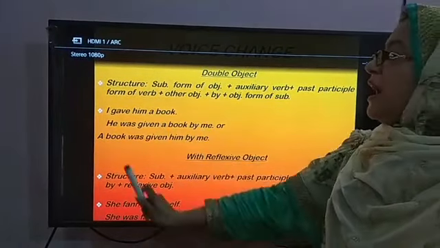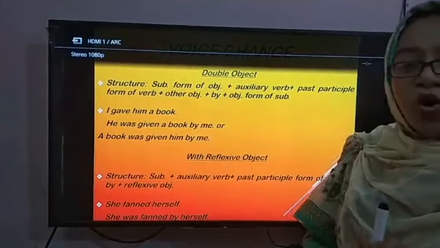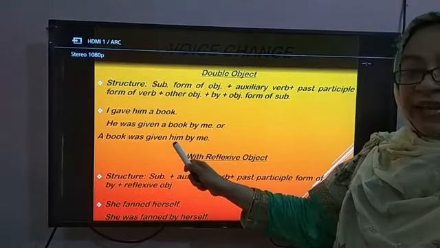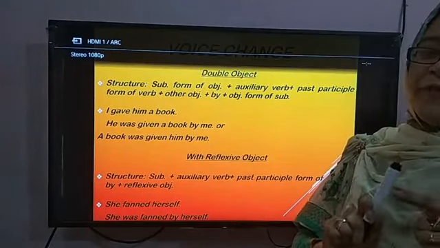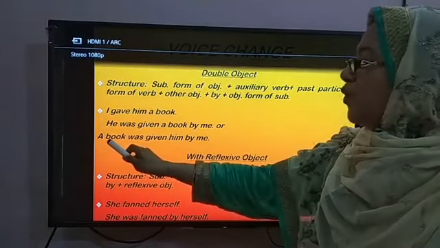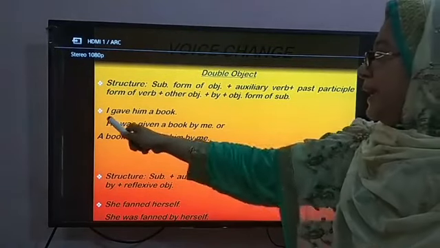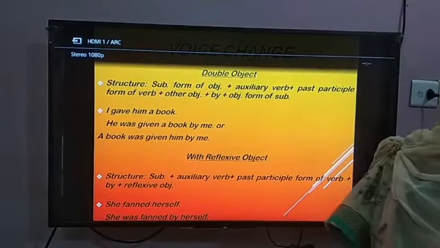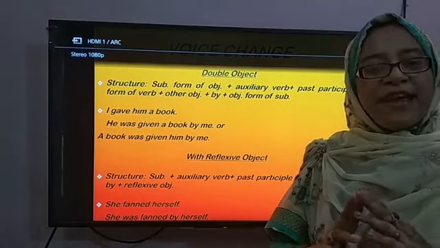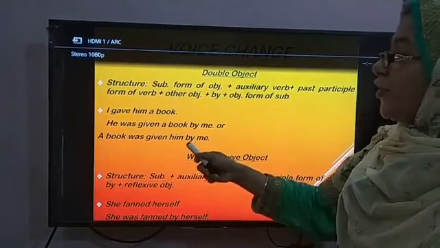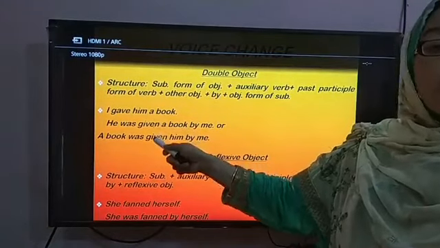Look here. A book was given him. Here him is the retained object, not changed. A book was given him by me. If you find double objects, you can turn it into passive by following these two rules.